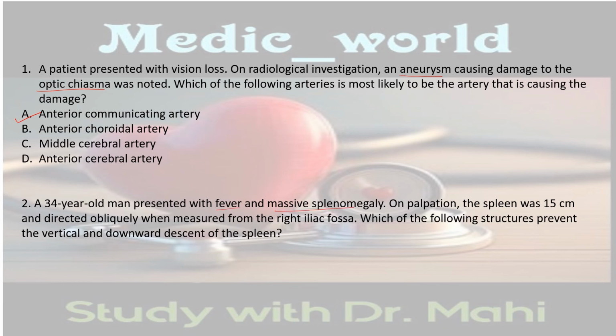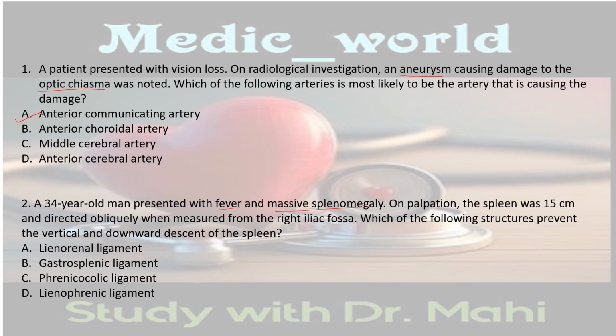On palpation, the spleen was 15 centimeters and directed obliquely when measured from the right iliac fossa. Which of the following structures prevent the vertical and downward descent of the spleen? Let's see the options: lienorenal ligament, gastrosplenic ligament, phrenicocolic ligament, and lienophrenic ligament. Among the following, the phrenicocolic ligament is the ligament which prevents the vertical and downward descent of the spleen.